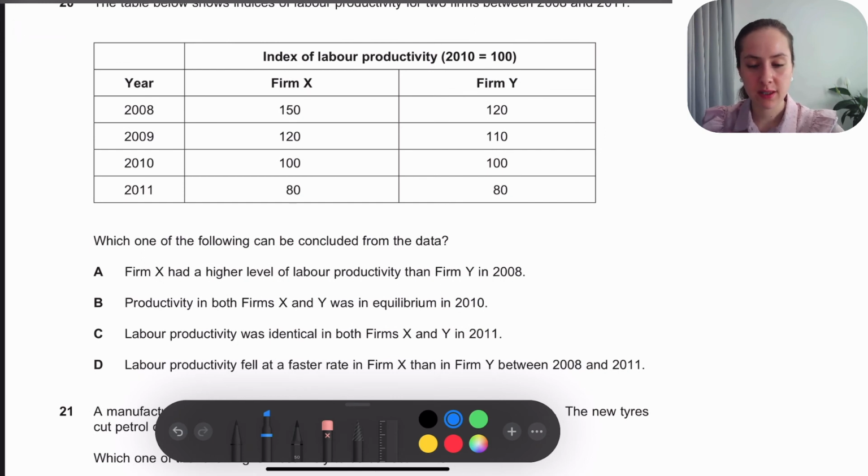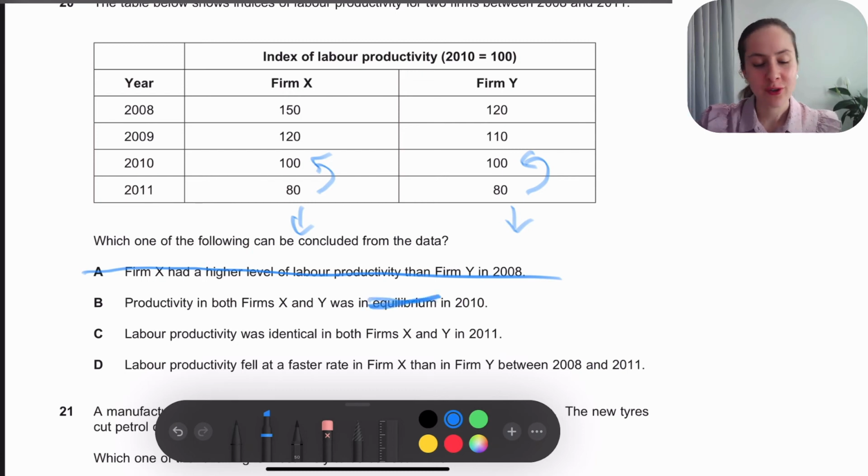Labor productivity: we have two companies and we're tracking their productivity. It looks like firm X has become less productive and firm Y has also become less productive. Firm X had a higher level of labor productivity than Y? No, we cannot compare one firm to another because this data compares stuff to their base year, but we don't know what the actual value was.